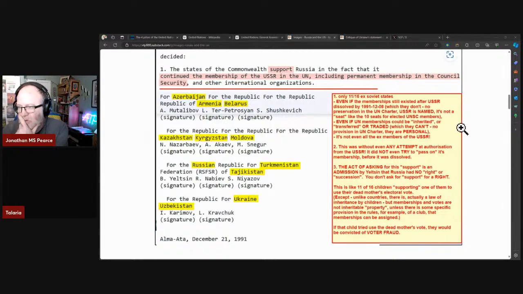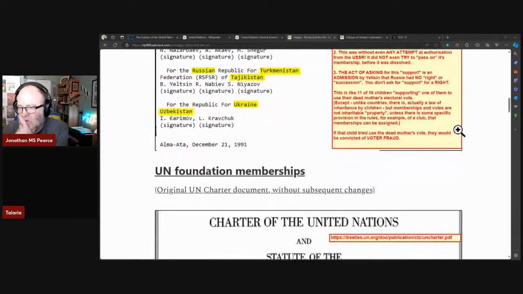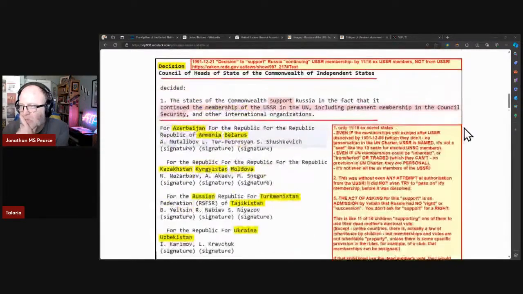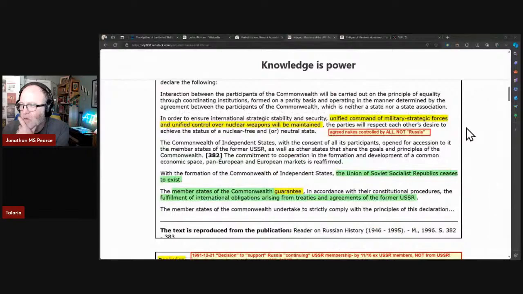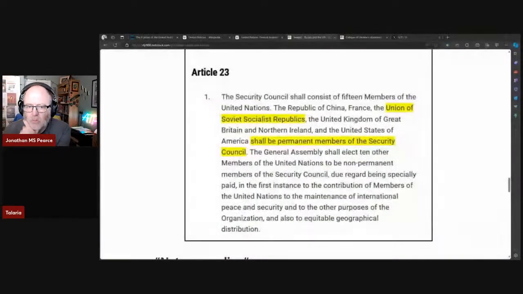Now what is needed? So now we go back to the USSR being named in Article 23, and Russia is not named in Article 23. In order to add or change any permanent member, that requires an amendment of Article 23, which is an amendment of the Charter itself, which is, I haven't put a screenshot of Article 108 in there.